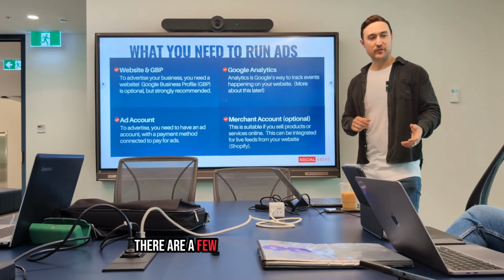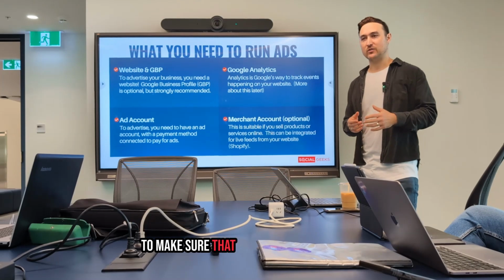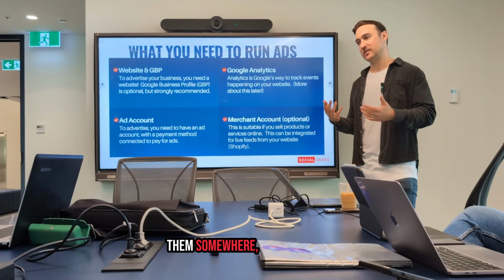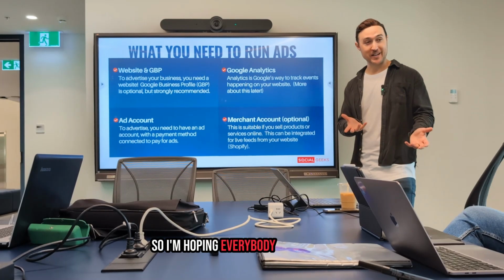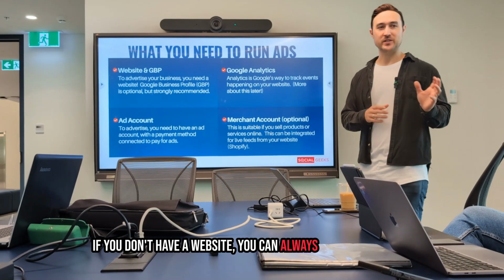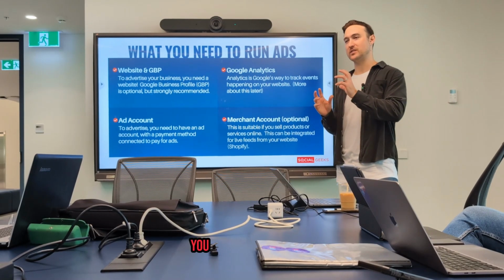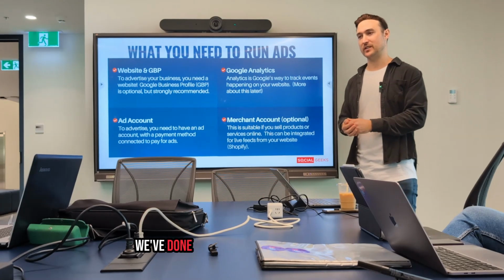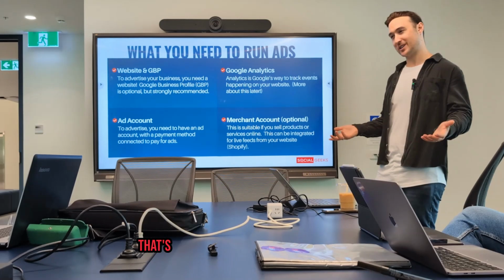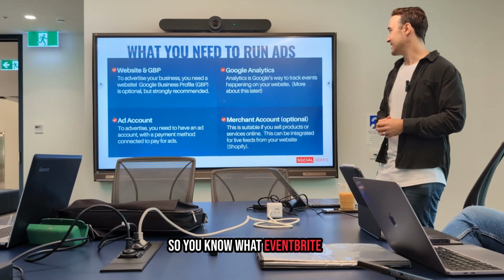ads. There are a few things that we need in order to make sure that you can run Google Ads. The first thing is you need to send them somewhere, like a website. So I'm hoping everybody has a website. Otherwise, you might be in trouble. If you don't have a website, you can always do landing pages. You can do event pages. We've done a lot of Google Ads to Eventbrite or similar types of places. And obviously that's where you guys bought your tickets. So you know what Eventbrite is.